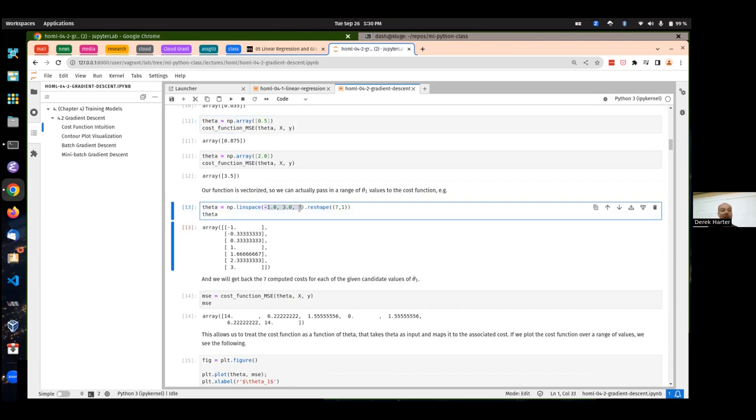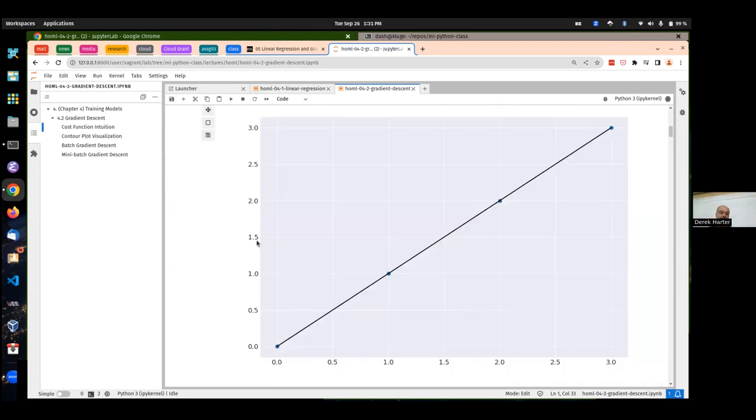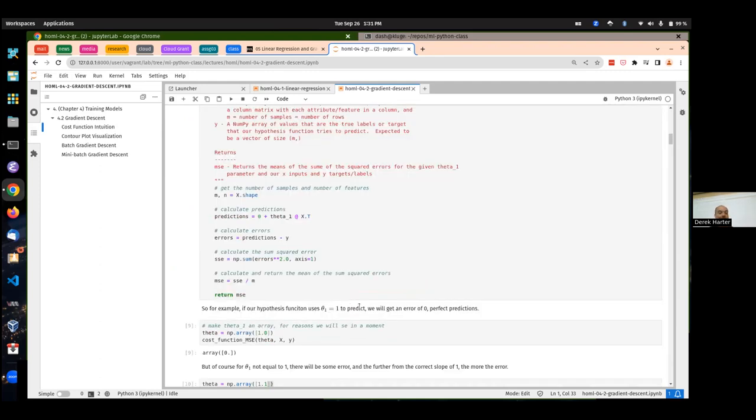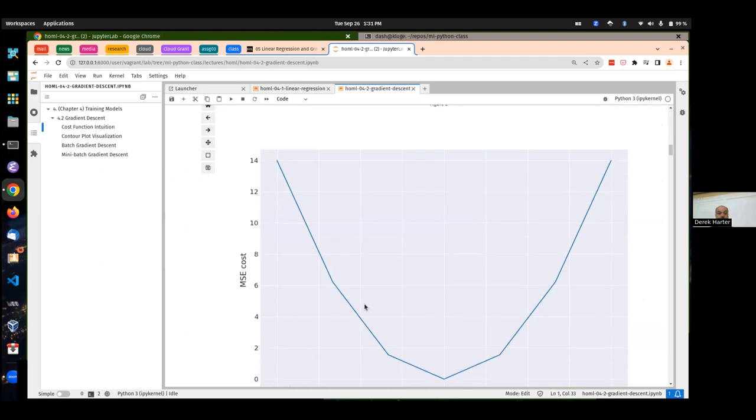So here we're asking for seven different models with slopes from -1 to 3. We'll pass those in, and we want to calculate the cost for seven different models here. So these are the different costs. A line with a -1 slope is going to go at exactly a 45 degree angle, but in the other direction. With a slope of -1, you get a cost of 14, and with a slope of 3, we also get a cost of 14. So we can plot those.